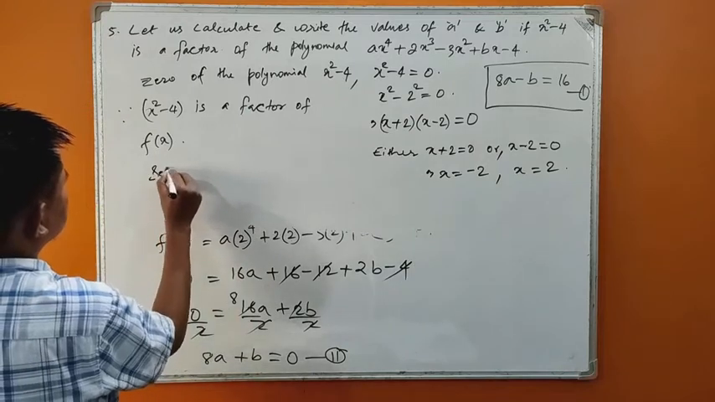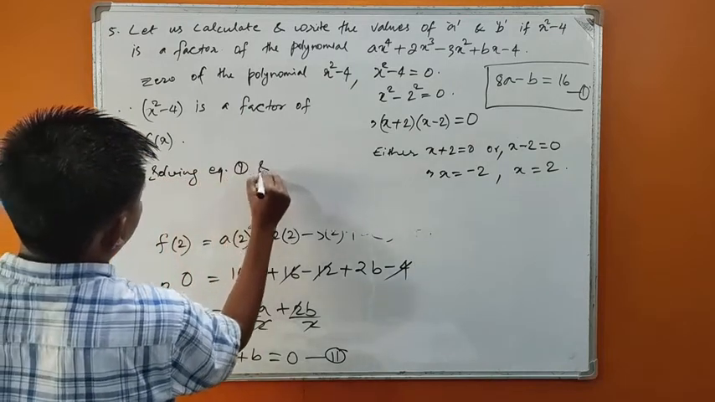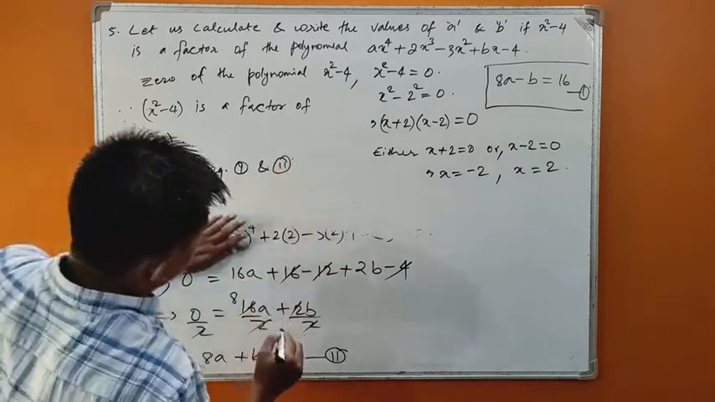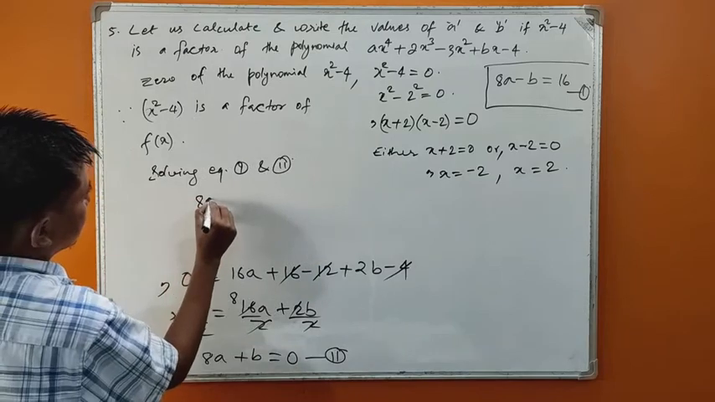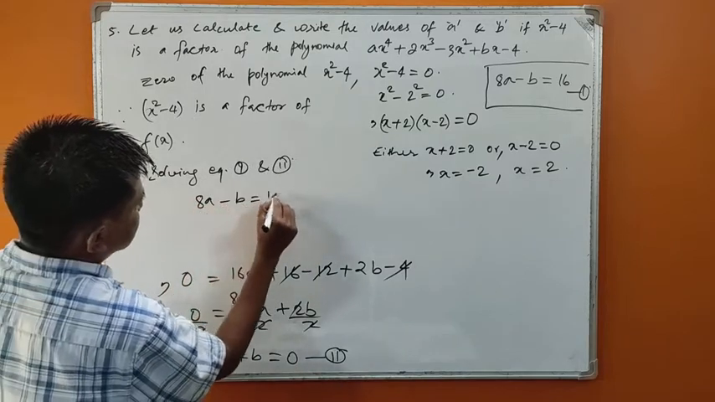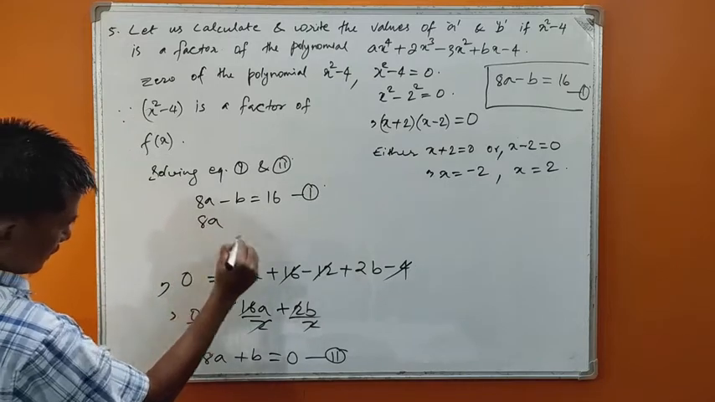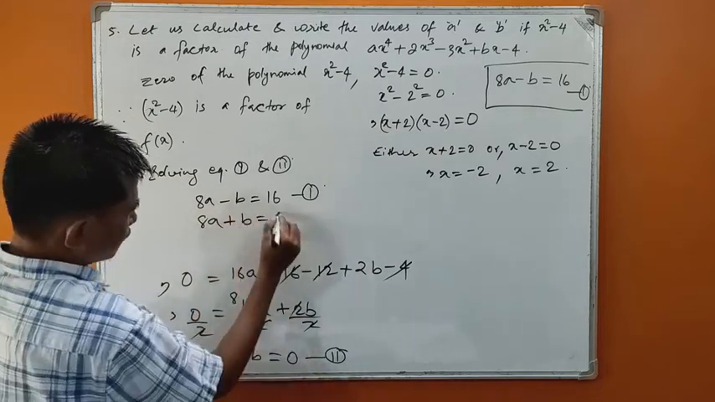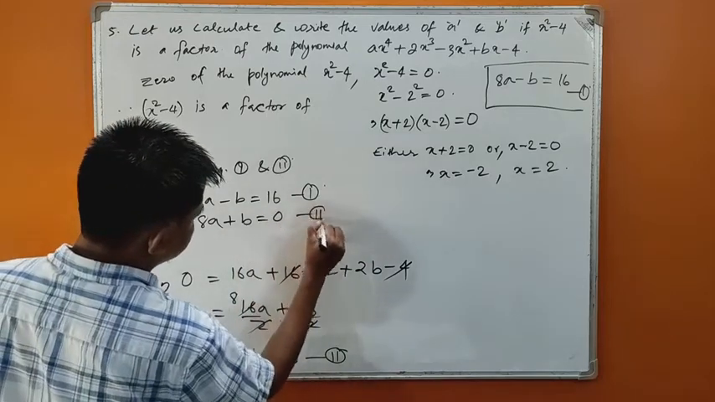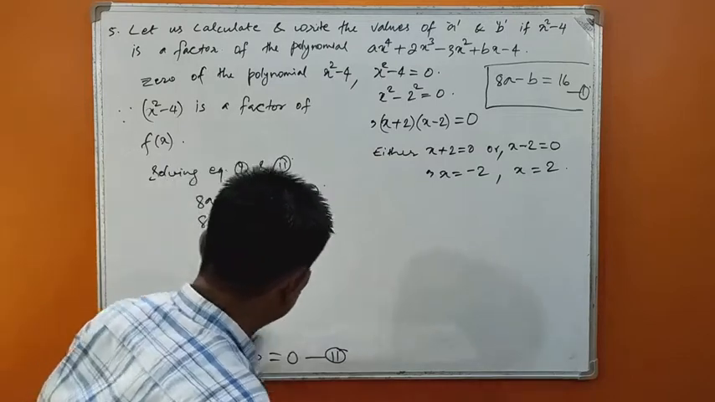Solving equations 1 and 2. In equation 1 we have 8a minus b equal to 16. In equation 2, 8a plus b equal to 0. This is equation 2. So let's add up these two equations.